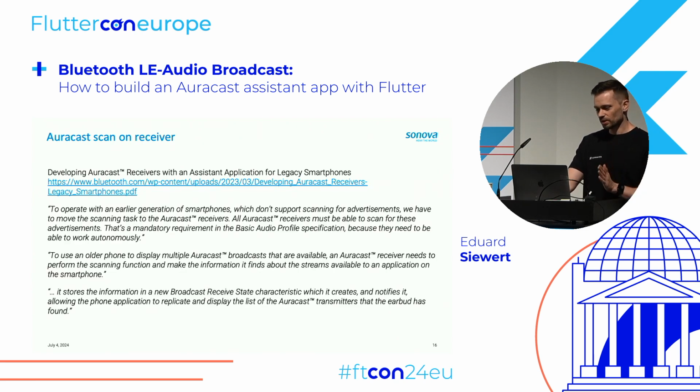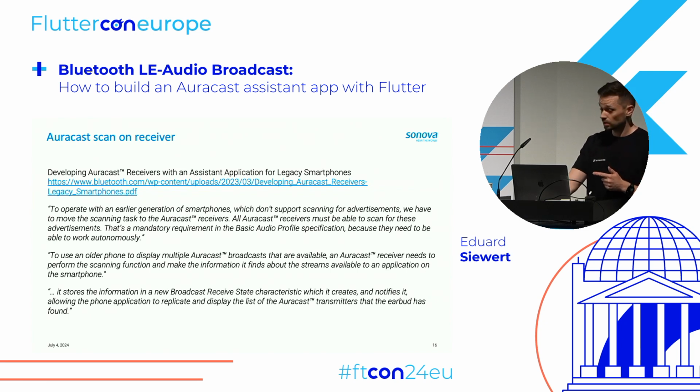To operate with an earlier generation of smartphones which don't support scanning for advertisements, we have to move the scanning task to the Auracast receivers. All Auracast receivers must be able to scan for these advertisements. That's a mandatory requirement in the Basic Audio Profile specification because they need to be able to work autonomously. Well, that's interesting. So the receiver itself can do the scan. So we can actually outsource this functionality to the receiver.